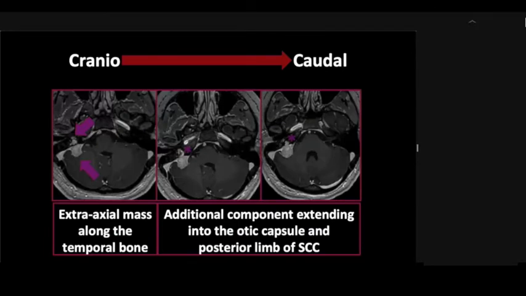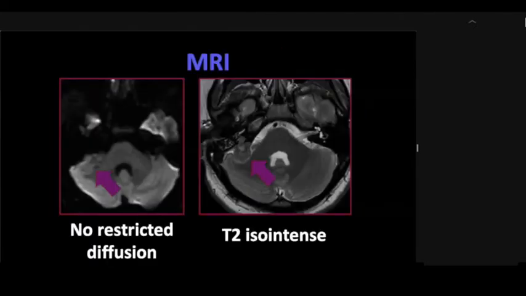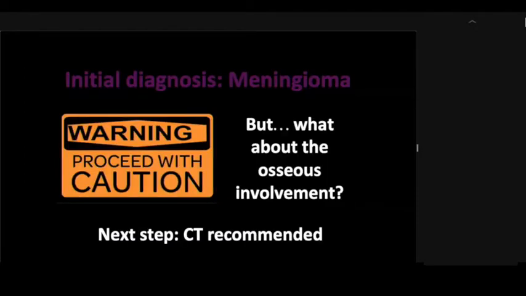She first had an MR scan where we see an enhancing extra-axial mass along the petrous ridge, but when you look carefully at the extent of the enhancement, it also involved the otic capsule and the posterior limb of the semicircular canal. This lesion did not have diffusion abnormality and was isointense on T2. Our initial thought was a meningioma. However, the extent of the osseous involvement puzzled us, as well as the lack of dural tail. In order to assess this further, we recommended a CT scan.